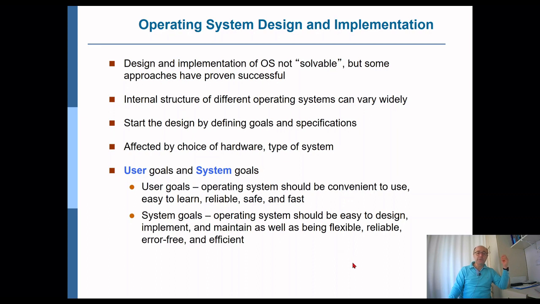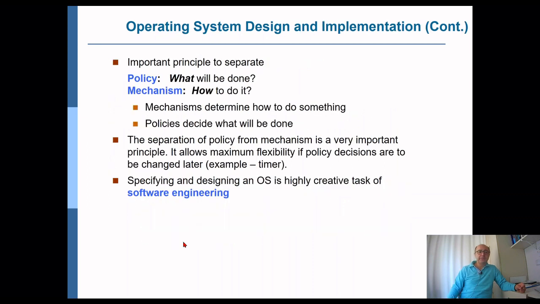However, from the point of view of the system, the operating system should be easy to design for the vendor. We would like to make it easy to design and also implement. And yet another thing is, you might have designed a very nice operating system, but how easily can you maintain it? Because you will always have to come up with new patches, because there will be new hardware provided by companies, so you should be able to support them. It should be flexible, reliable, error-free, and efficient.